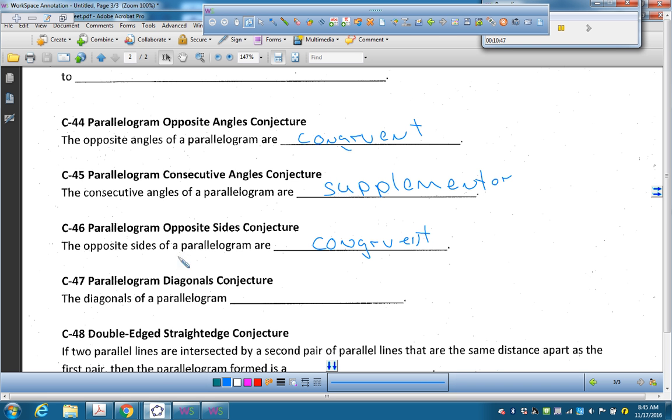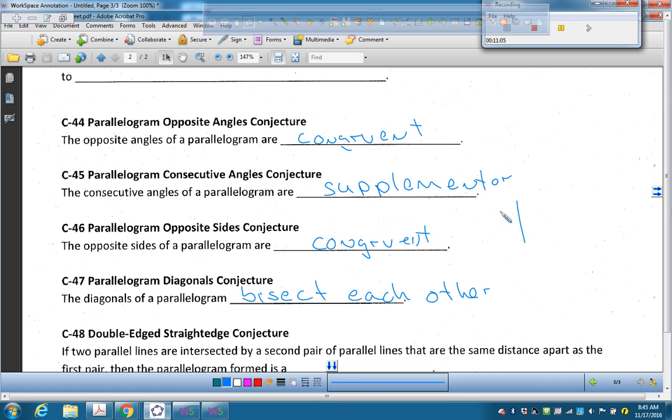Going back to the diagonals, the diagonals of a parallelogram bisect each other, okay? Bisect each other. That's not always true for any quadrilateral. For a kite, right, only one diagonal was bisected. But for a parallelogram, both diagonals bisect each other. So that's kind of it for that set of conjectures.